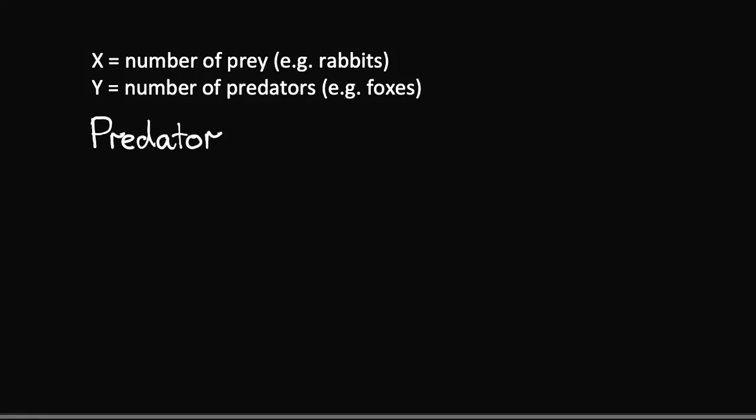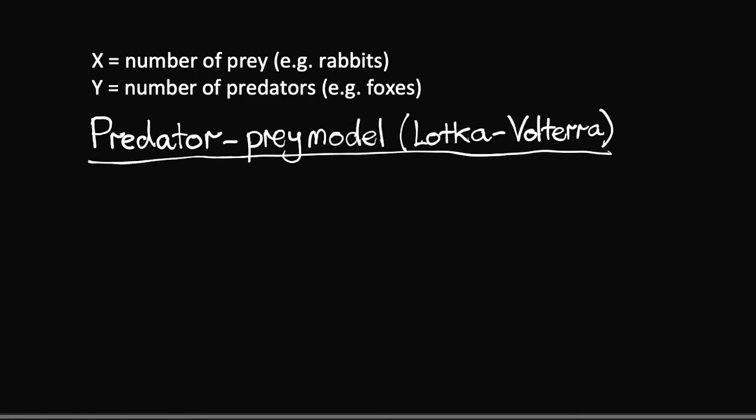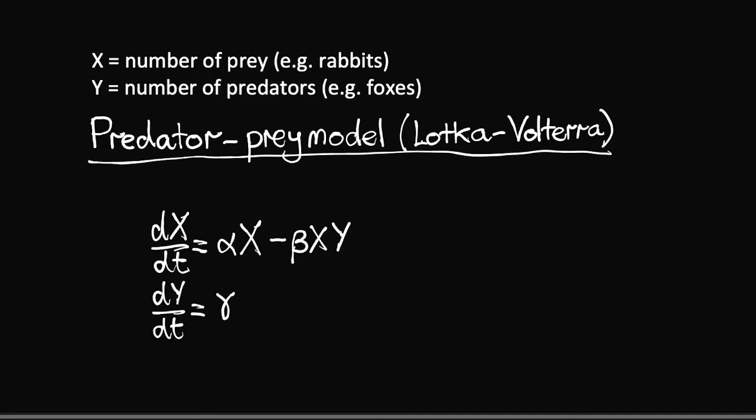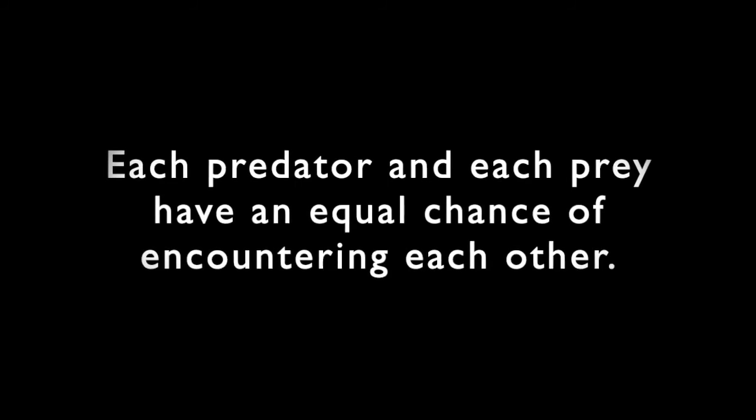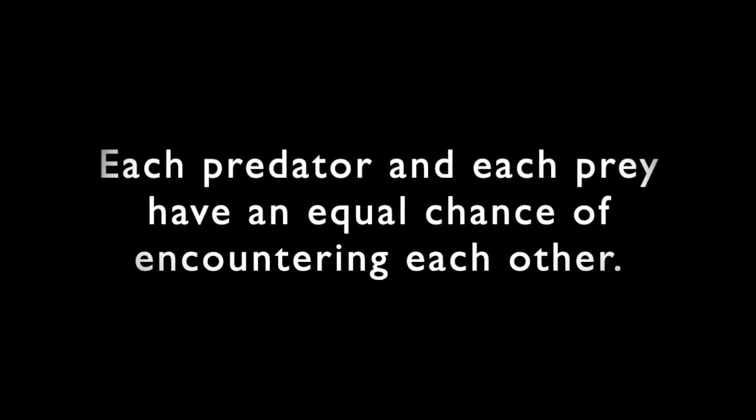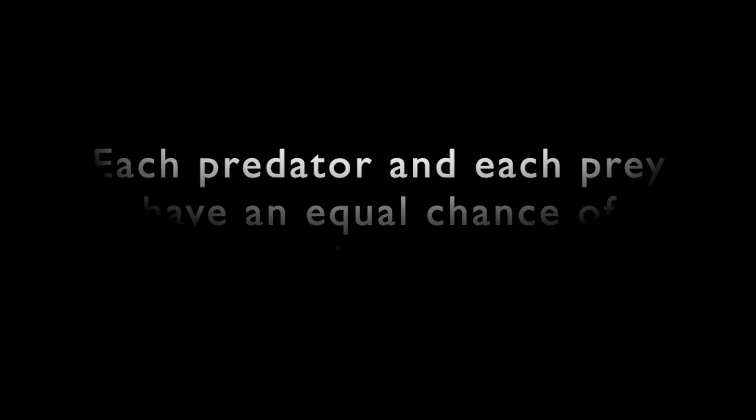So this is the predator-prey model due to mathematicians Lotka and Volterra. This is the following system of differential equations. dx/dt equals alpha x minus beta xy, dy/dt equals gamma xy minus delta y. Alpha, beta, gamma, and delta are constants. We have to make the same modeling assumption we did for the SIR model. In other words, the population of predator and prey are mixed. Each predator and prey have an equal chance of meeting each other. So the law of mass action applies.